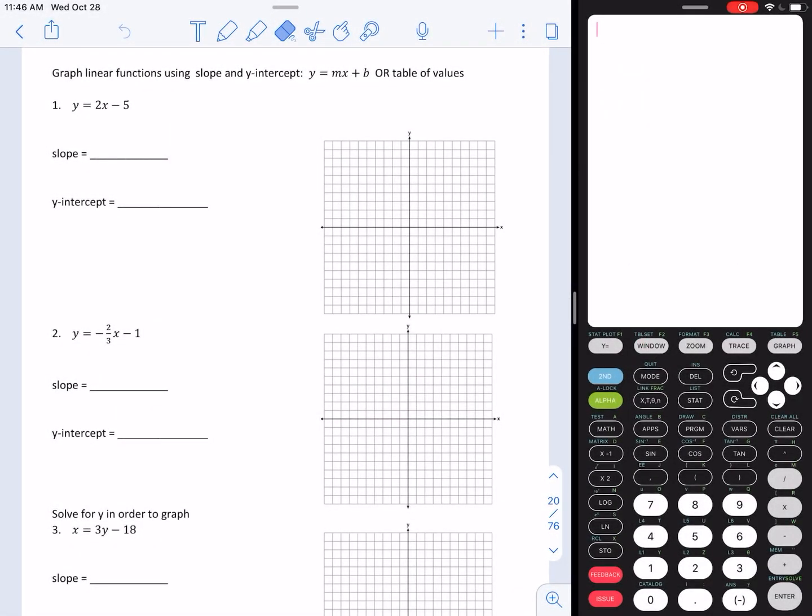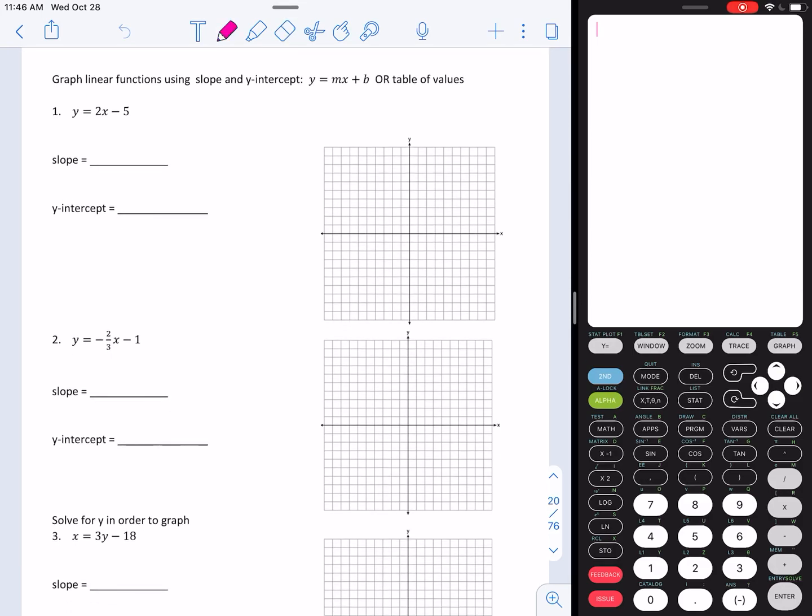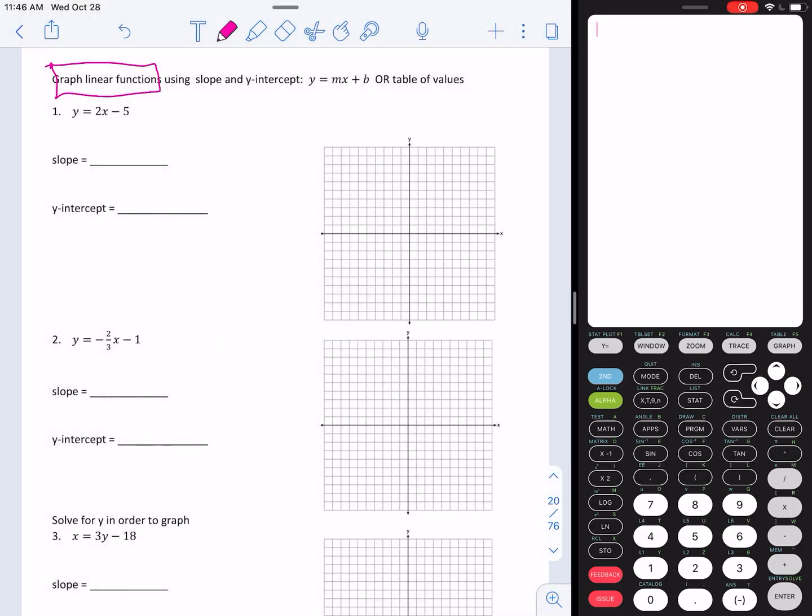Okay, so this is the back of Unit 2, Notes 2. In this, we're going to graph linear functions, and we're going to do it two ways.